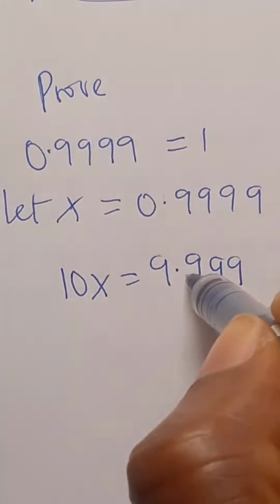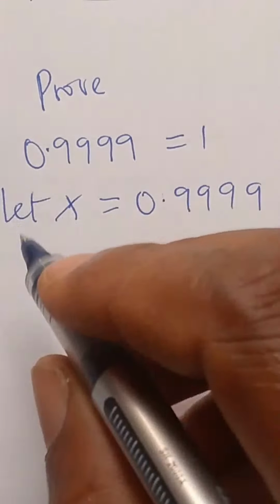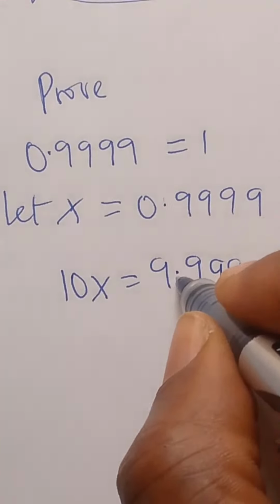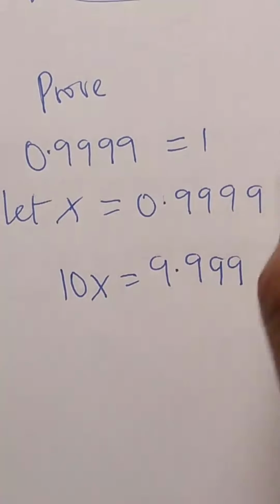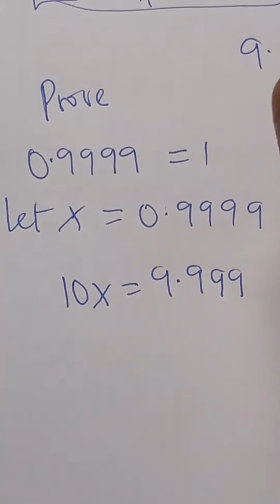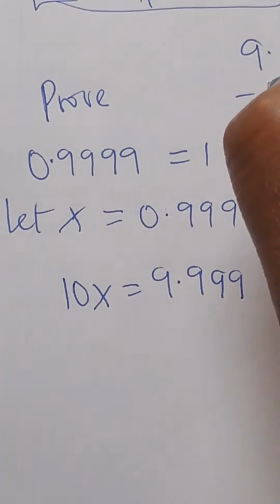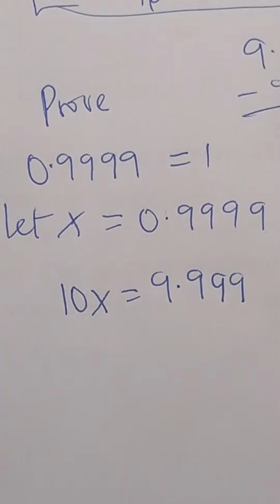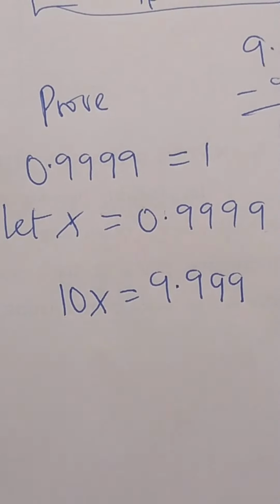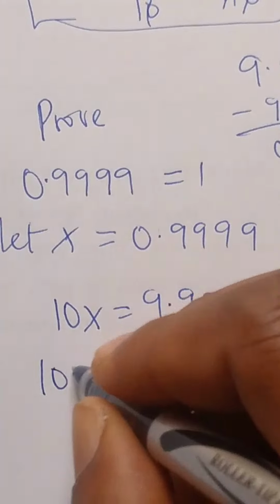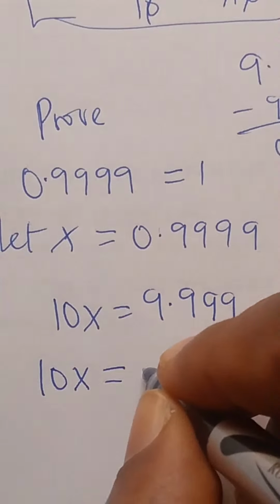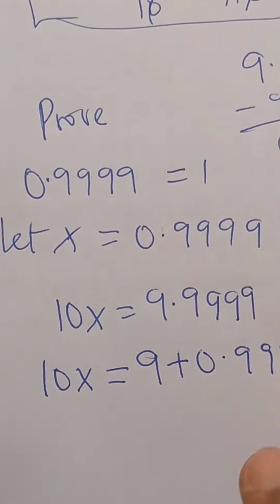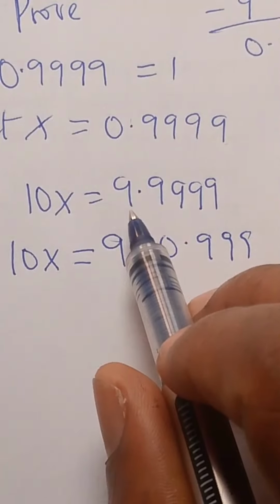Then we subtract x from both sides. Now here is 9.999. If you want to take off this 9, 9.9999 minus 9, we have 0.999. So you can just say 0.999 plus 9. So this will now be 10x equal to 9 plus 0.999. We want to separate this 9, the whole number, from the decimal.